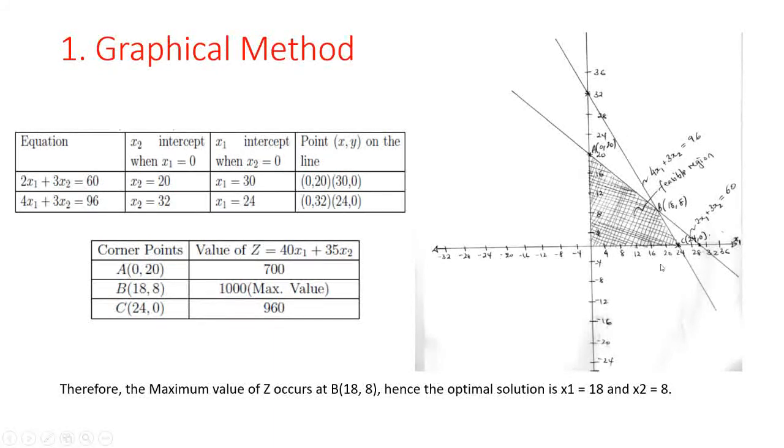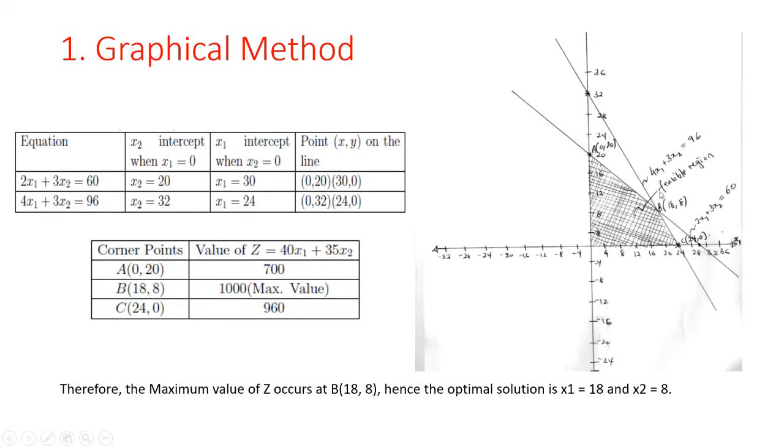By using these two straight lines, we can find the feasible region. So what is a feasible region? This is the feasible region. After getting the feasible region, the shaded region, find the corner points. This is the first corner point, the second corner point and the third corner point: A, B and C. Now find the point values for these corner points. A is on the x2 axis, so x1 becomes 0 and x2 is 20.